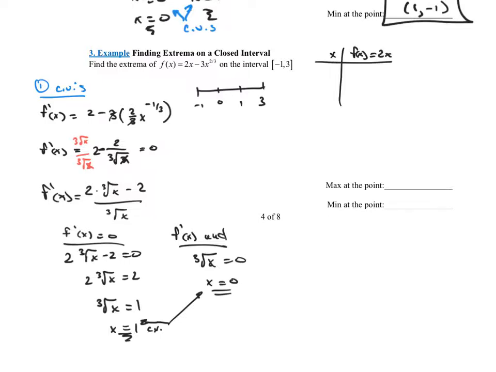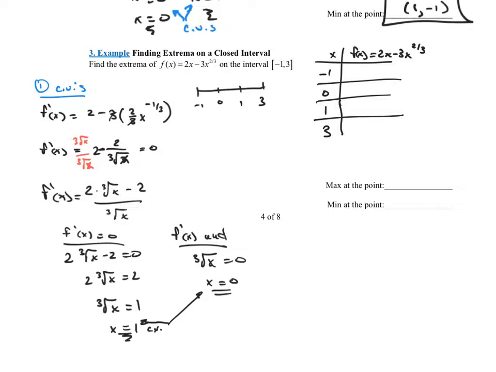The original function was 2x minus 3x to the 2/3. What numbers am I plugging in? I'm plugging in those 4 numbers, the endpoints and the critical values between them. That's -1, 0, 1, and 3. I want to plug each one of those numbers in.